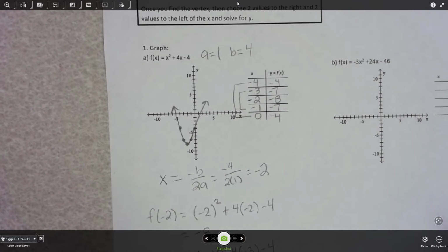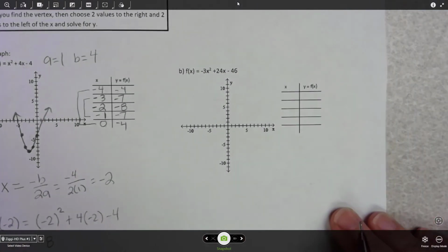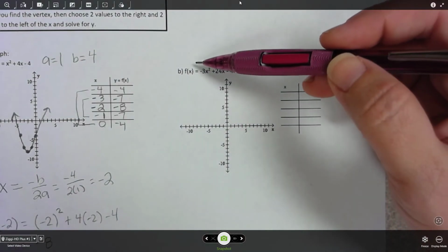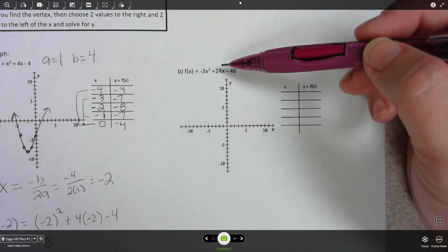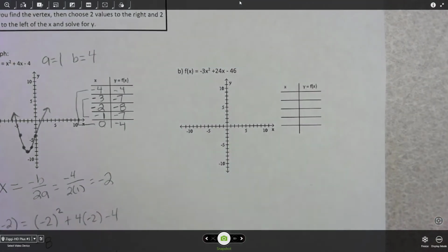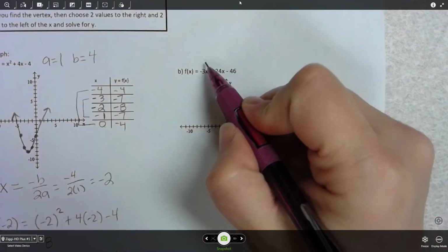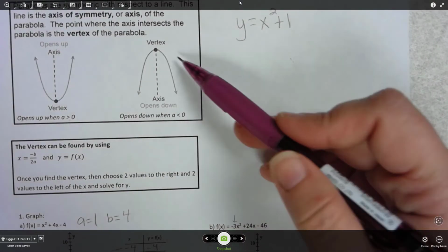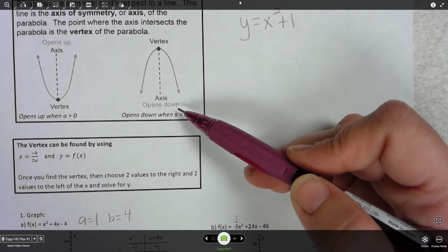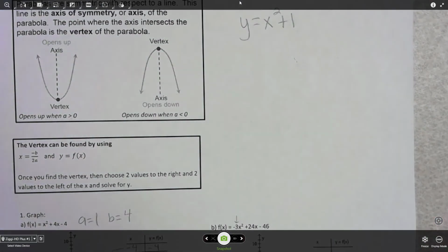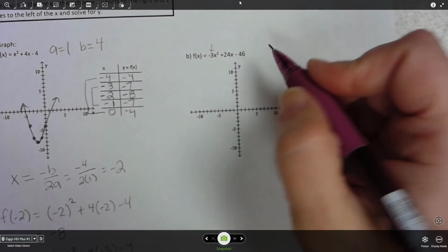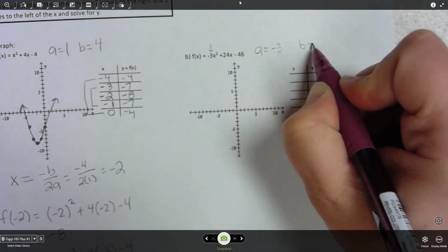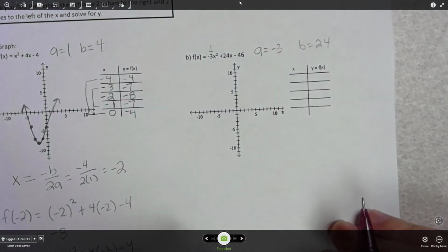Alright, let's look at the next one here. For B, we want to graph f of x equals -3x squared plus 24x minus 46. So my a is negative. That tells me that my parabola should open down, and that my vertex should be the highest point. Let's get my a out. So a is -3 and b is 24. We're going to plug those in.